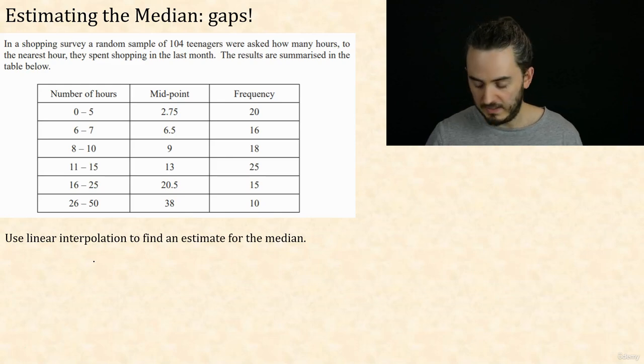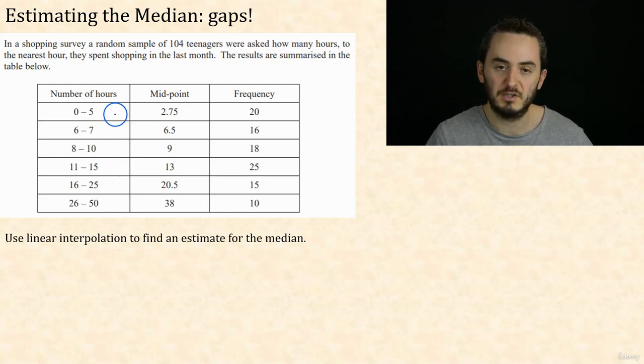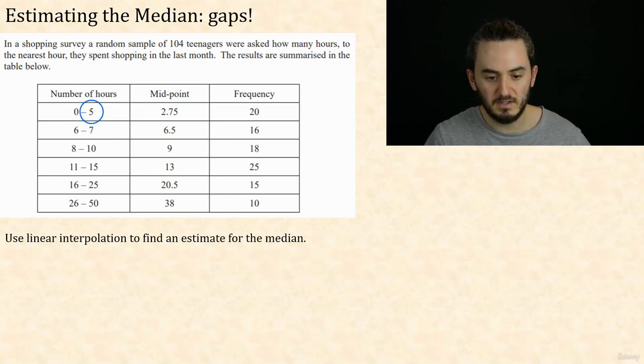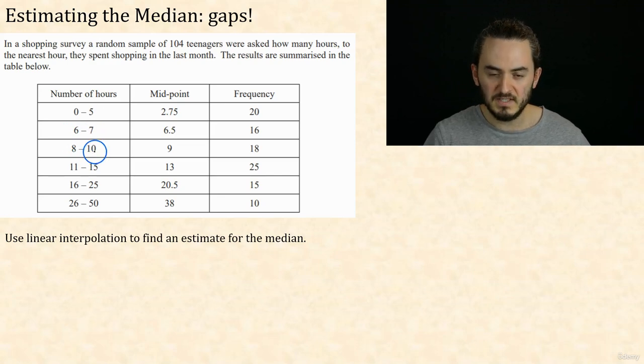Well, we need to use linear interpolation to estimate the median, but the awkward thing is they've given their answers rounded to the nearest hour, which means they took their original data, which was continuous because it was time. It could have been 4.3 hours, it could have been 6 hours and 1 minute, and they rounded to the nearest hour. And so the edges of our classes don't match up. This is 0 to 5, and then there's a gap 6 to 7, and there's a gap 8 to 10.